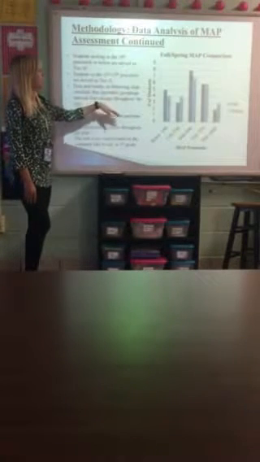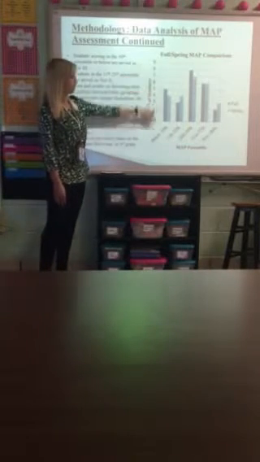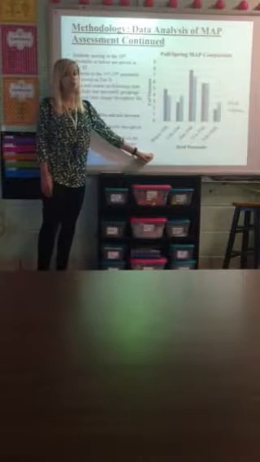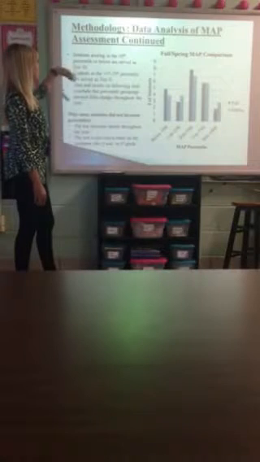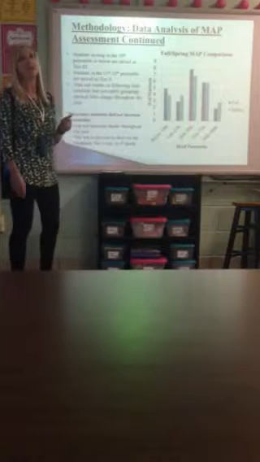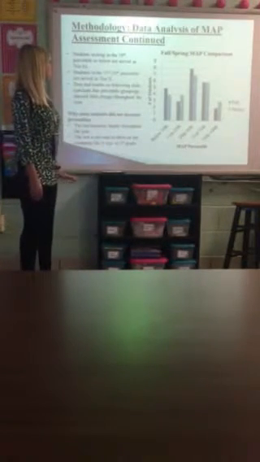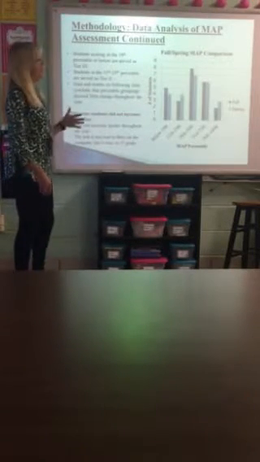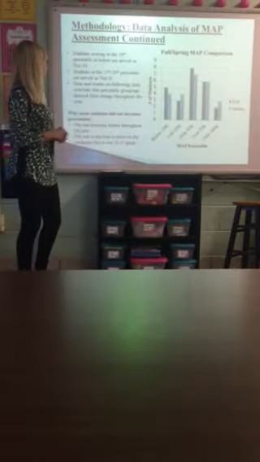I also continued on with my data analysis of my MAPs, and I wanted to show a fall-spring MAP comparison of the MAP percentiles that my students fell under. And like I said, if my students were scoring in the 10th percentile or below, they were served as my Tier 3 students. If my students fell into the 11th to 25th percentile, they were served as my Tier 2 students. And my data and results of this are being carried on throughout the next slide.